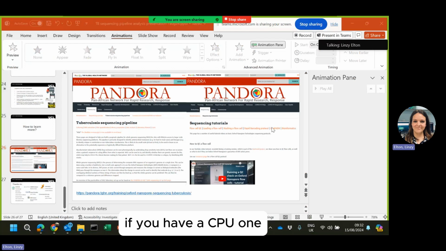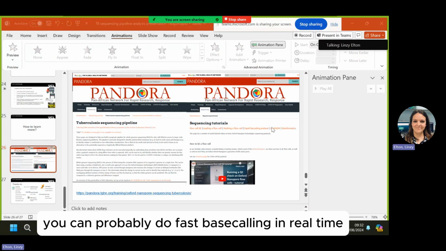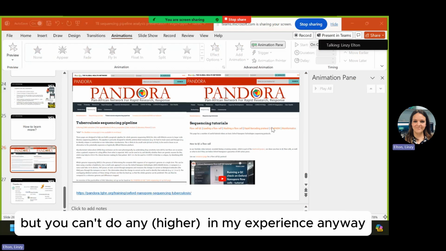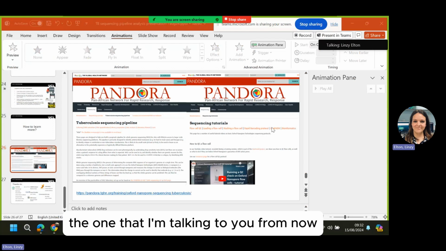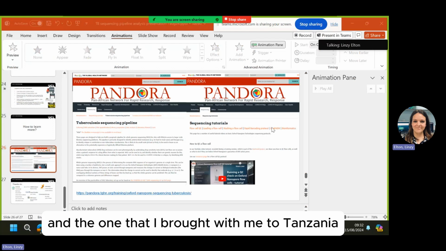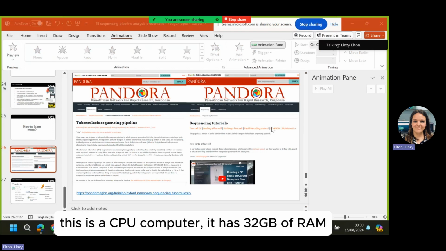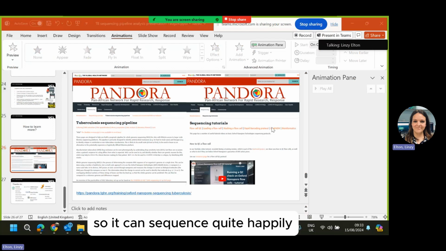If you have a CPU one, you can probably do fast base calling in real time, but in my experience anyway, you can't really do any more than that. So my laptop, the one that I'm talking to you from now and the one that I brought with me to Tanzania, is a CPU computer. It has 32 gigabytes of RAM, so it can sequence quite happily, but I can only do fast base calling if I wanted to do it in real time.